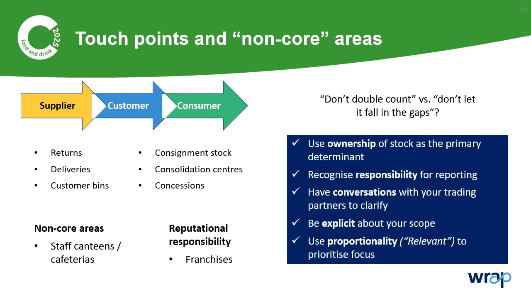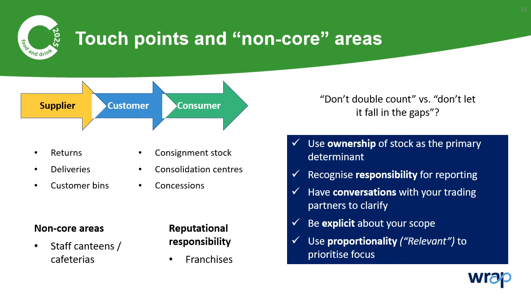I think the first thing is to say ownership of stock should be the primary determinant of whether something's within your scope to report or not. So look at who actually owns the stock. But having said that, it's important to recognize where you have some responsibility for reporting that, because it's easier for you to report, for example, if it falls within your operations. Franchises might occur for that as well, because of the reputational responsibility you have for some of those franchises.